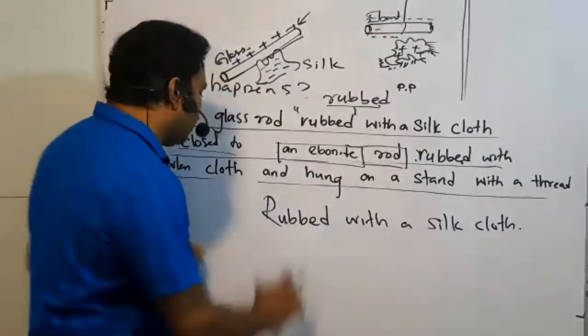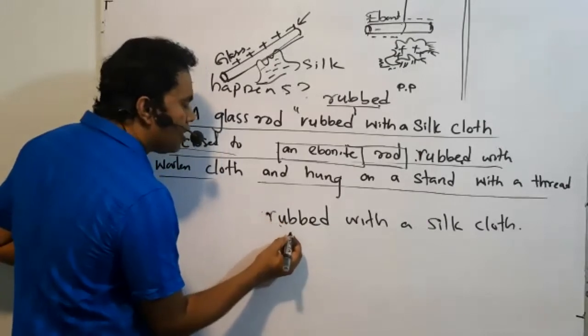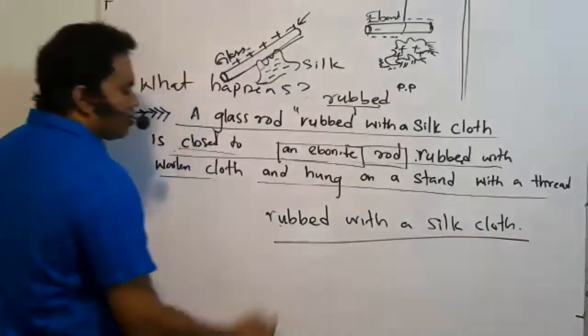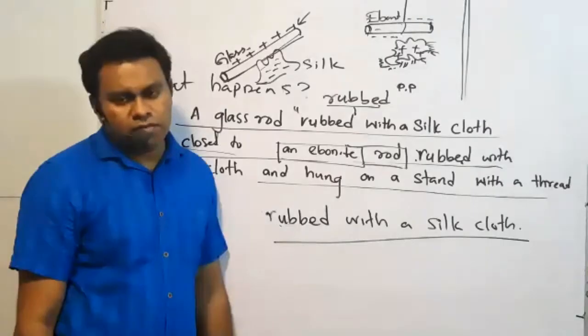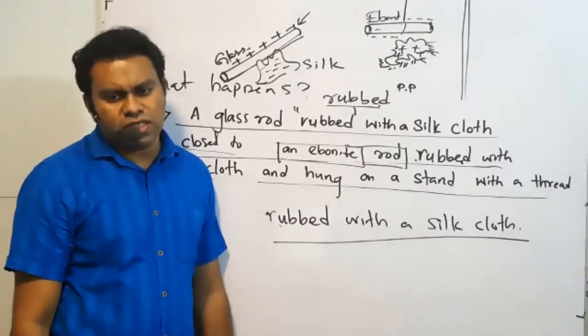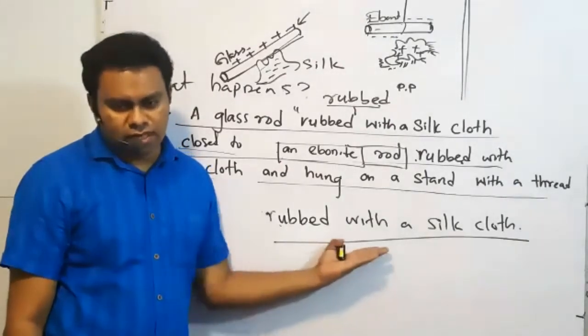Grammatically, what I have written, "rubbed with a silk cloth": what's this? Is this a sentence? No. So then what's this? A statement? When we talk, we use that thing. Bihanga... you are going to tell something. What's this, grammatically? A collection of words.